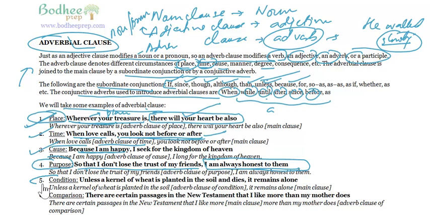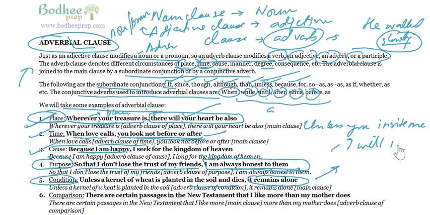We have the adverb clause of condition. Unless a kernel of wheat is planted in the soil and dies, it remains alone. So look at the main clause: it remains alone. It's meaningful. And what is the adverb clause of condition? Unless a kernel of wheat is planted in the soil and dies. Or you can say, unless you invite me personally, I will not come to your party. I will not join the party. So this is the condition, unless you invite me, or until, something like this, right?